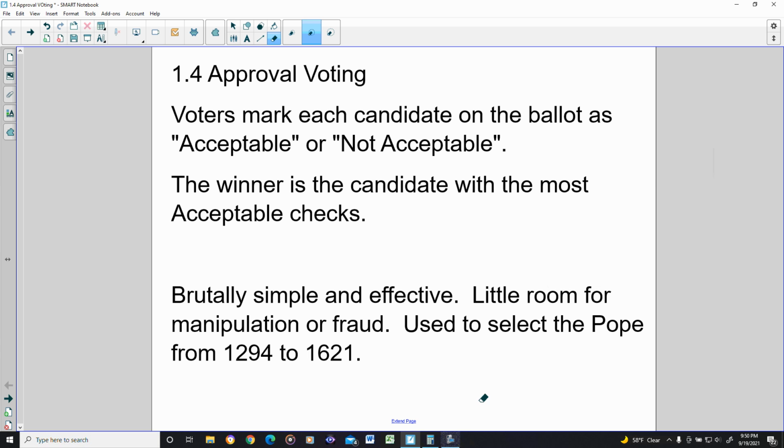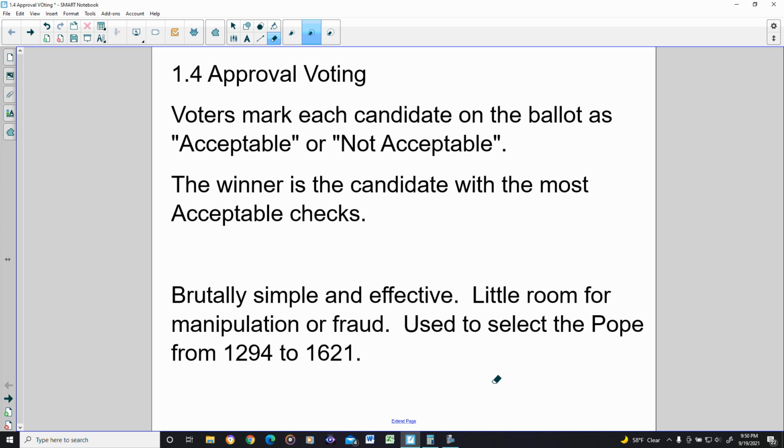All right, hello everyone. Time for another voting method, and another little video just to explain some kinds of problems that we can do. So for right now, we're going to talk about approval voting. This one is really simple in terms of just how it's set up.